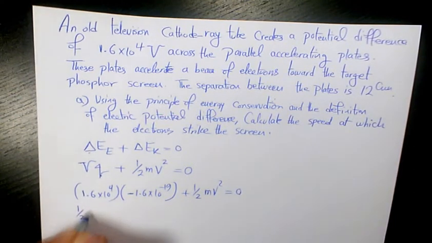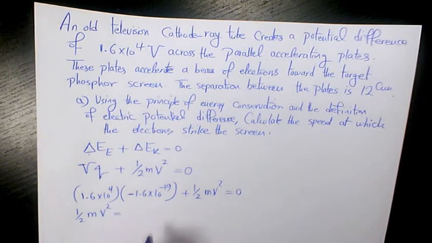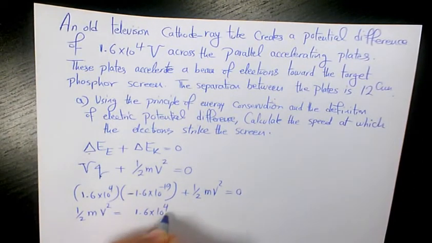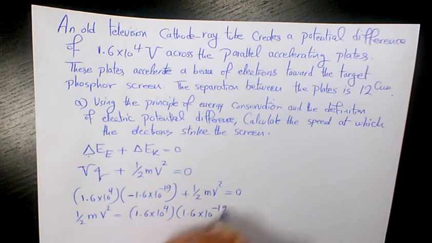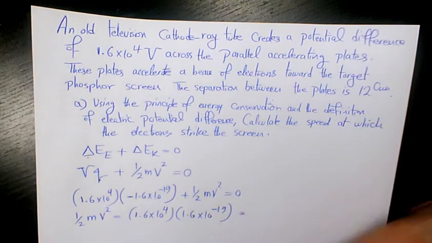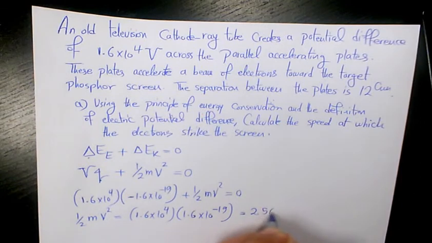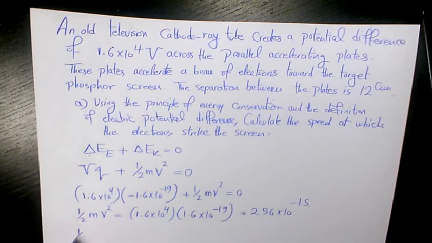That will be 1/2 m v squared equals 1.6 × 10^4 times 1.6 × 10^-19. So it's going to be 1.6 × 10^4 times 1.6 × 10^-19. That's going to be 2.56 × 10^-15. Here we have 1/2.